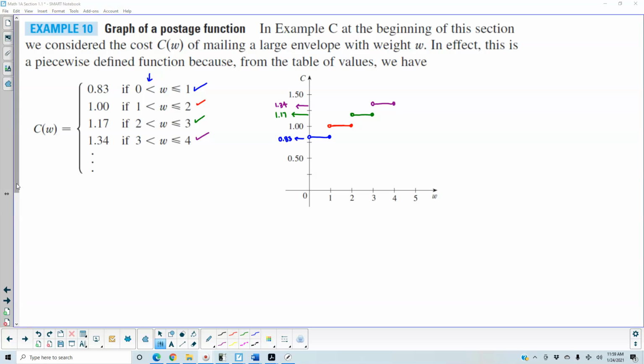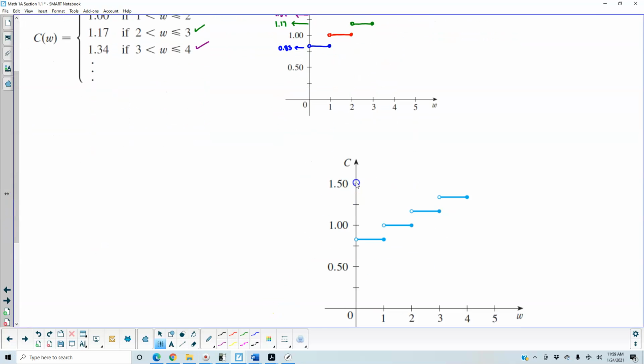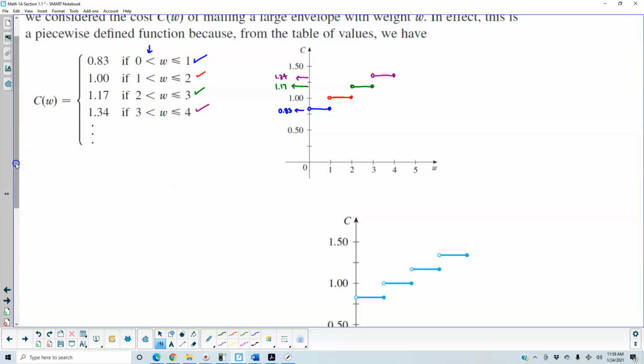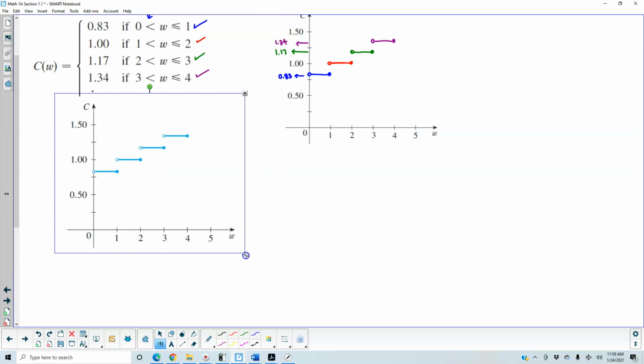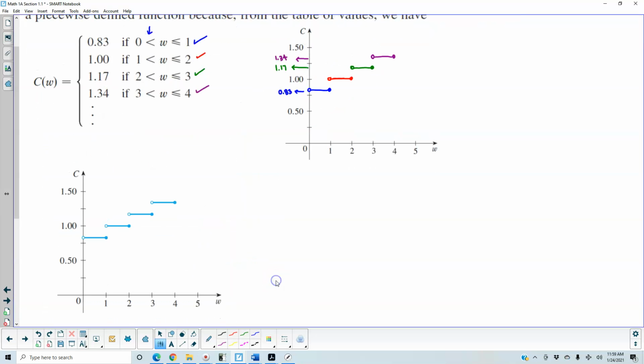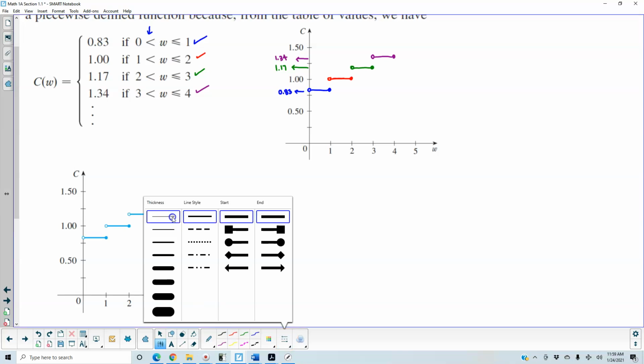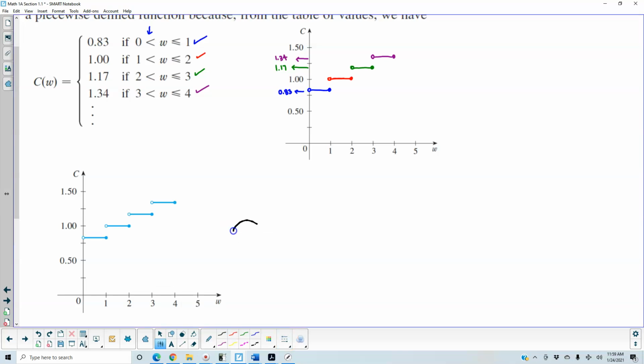Now let's take a look at what this graph looks like at the very end of it. This is what our graph looks like. So when we put it together, this is called a step function. We're going to see this more in chapter 2. But this is called a step function.